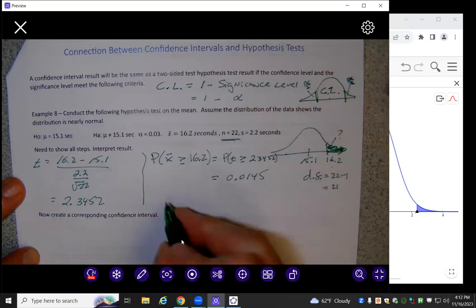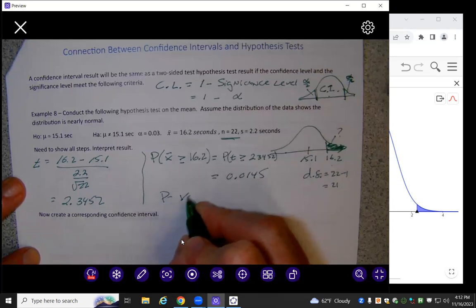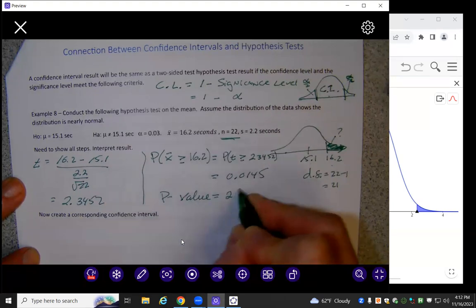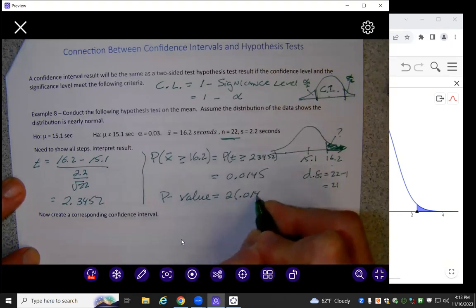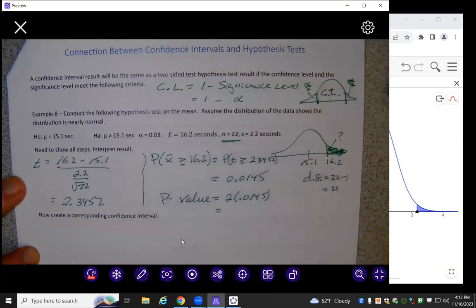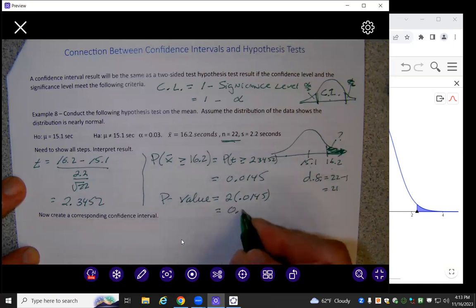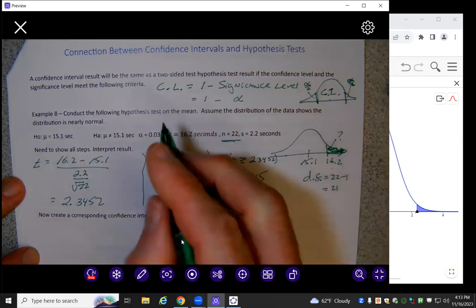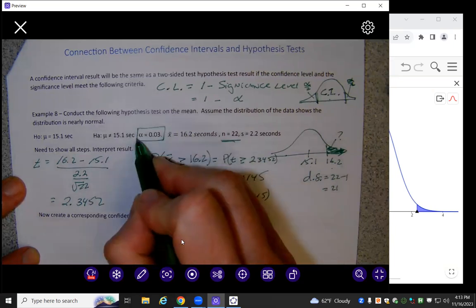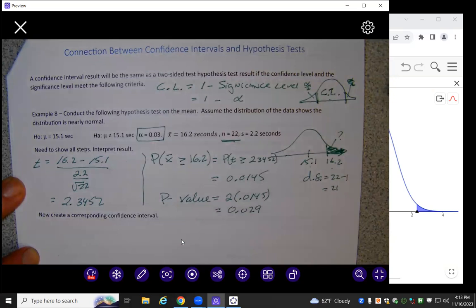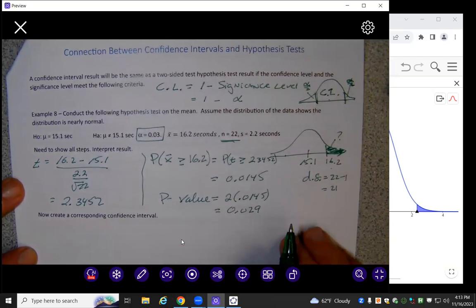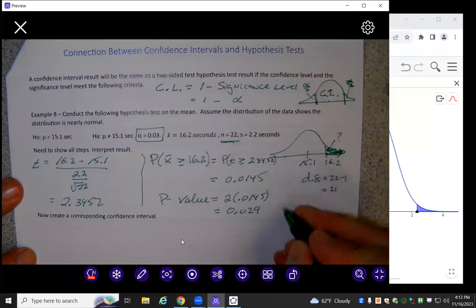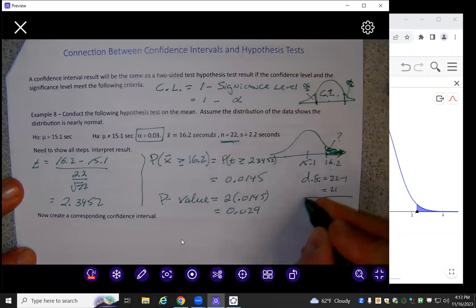And then, of course, that is not my p-value. My p-value is not that. The p-value will be equal to 2 times 0.0145, which is 0.029. Okay, that's my p-value. Now, I was given a significance level. Ooh, look at how close that is. I did this on purpose. It seems like all my examples today will be of the nature of let's see how close we can get.